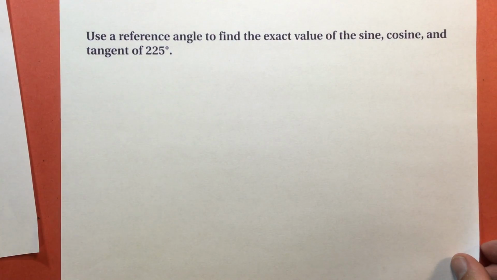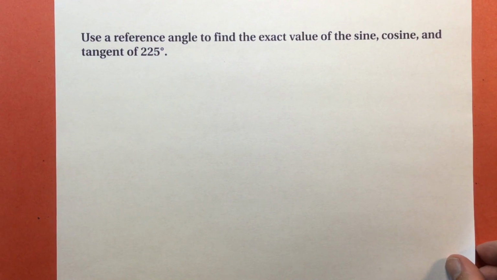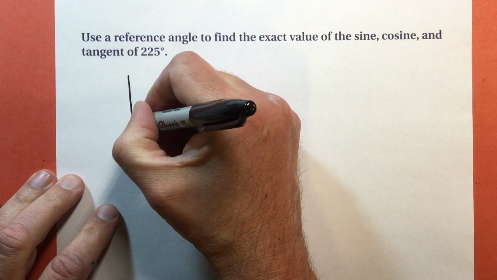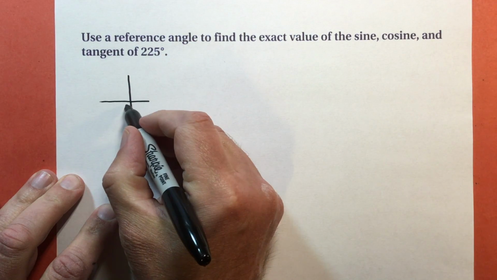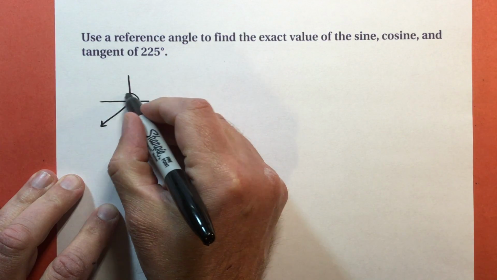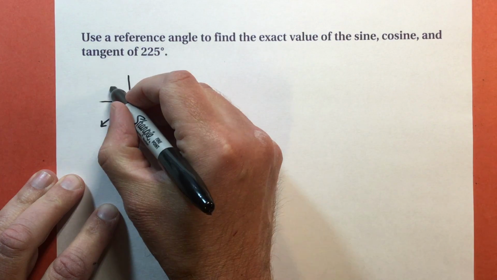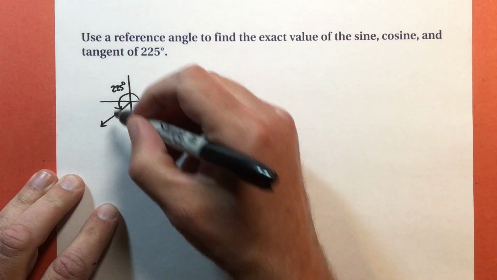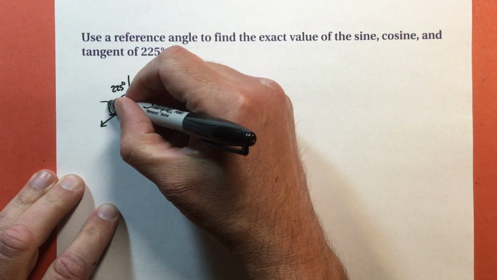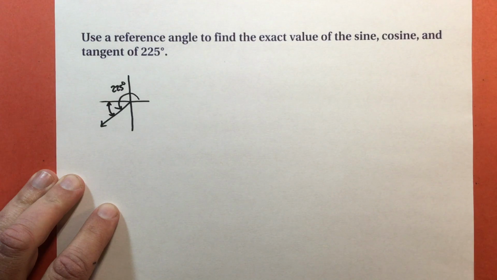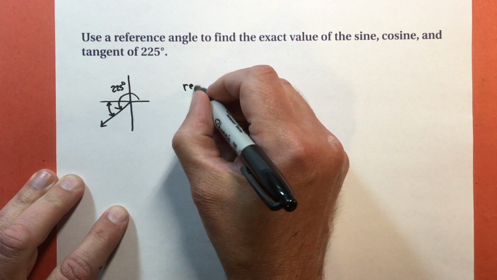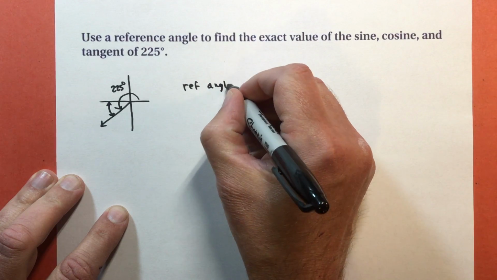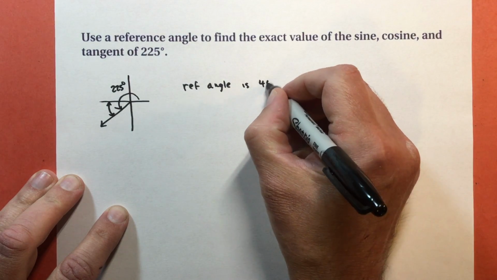So let's talk about 225 degrees. My reference angle, I'll sketch it. 225 degrees looks like this. And this is from last week. My reference angle is going to be this part. So how much further did I go past 180 degrees? The reference angle is 45 degrees.